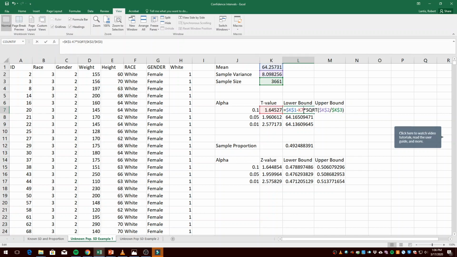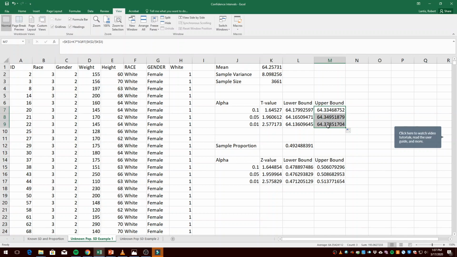Now we're pretty much done, because just like before, we know the upper bound will be the exact same thing as the lower bound in terms of the equation we'll use, except instead of subtracting that margin of error, we'll add it. So I go over here and I paste it. I then say, okay, I don't want to subtract the margin of error. I now want to add it. So I've now got my upper bound. I copy this down. We're good.